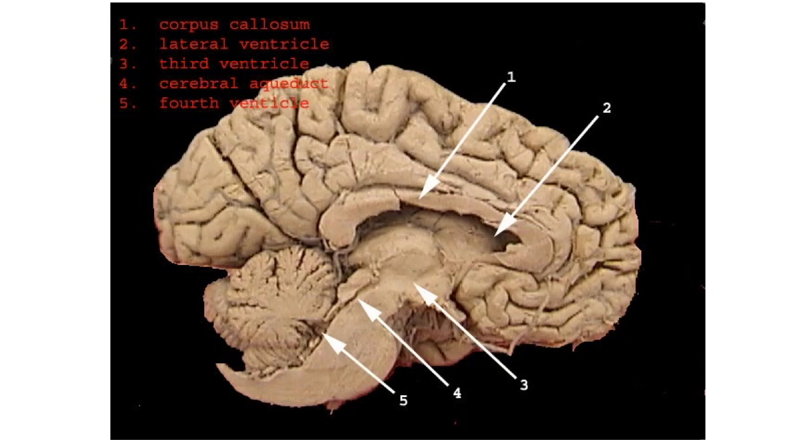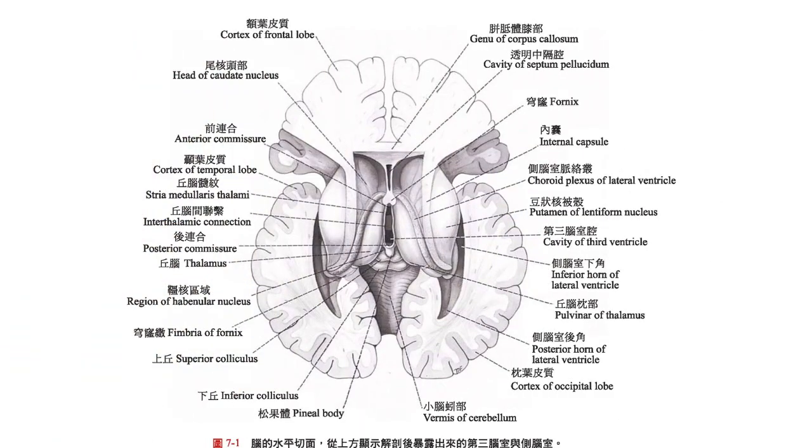This is the mid-sagittal section of the left brain, and here is the thalamus. This picture shows the horizontal section of the brain, and here is the left thalamus.